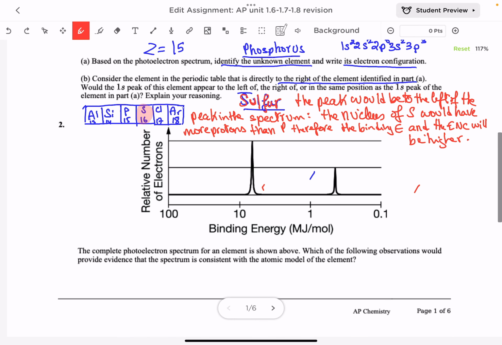Now another question, also on the same topic of the photoelectron spectrum. Here's the photoelectron spectrum of an element. Which of the following observations would provide evidence that this spectrum is consistent with the atomic model of the element? Let's look at the choices given on the next page.